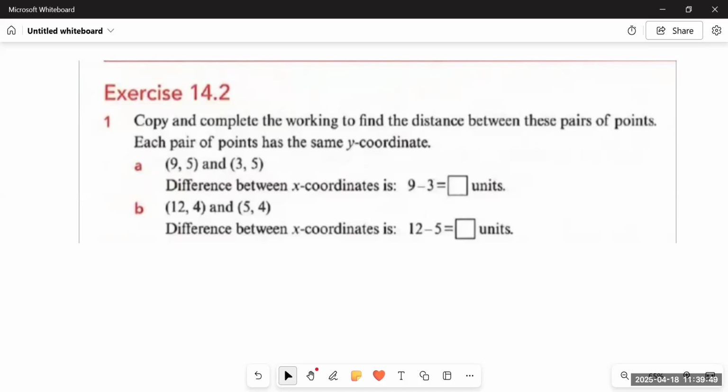This is Cambridge Lower Secondary, Book 7. Today we are going to start exercise 14.2, in which we are going to discuss how to measure, how to calculate the distance between 2 points on any line. So in the question it says, copy and complete the working to find the distance between these pairs of points. Each pair of points has the same y coordinate. Let us first understand what they mean.